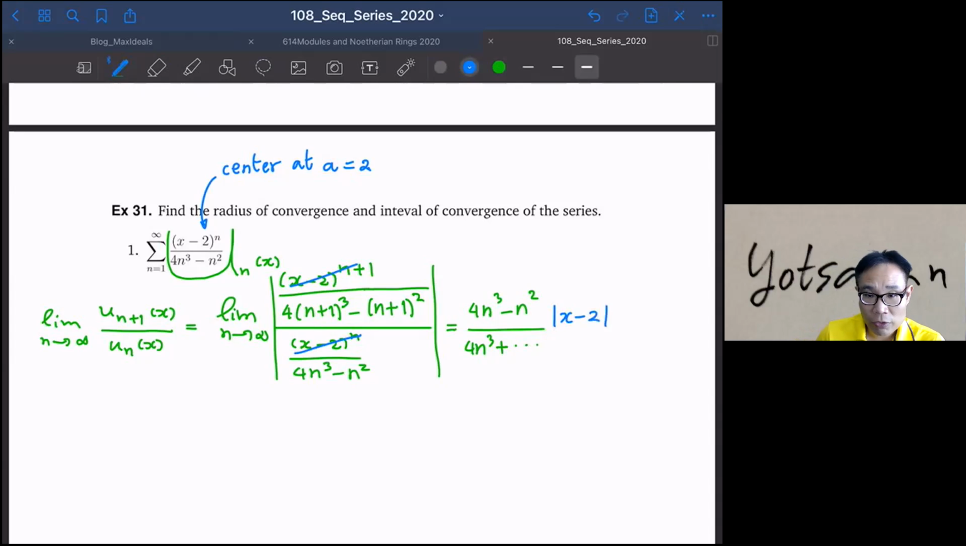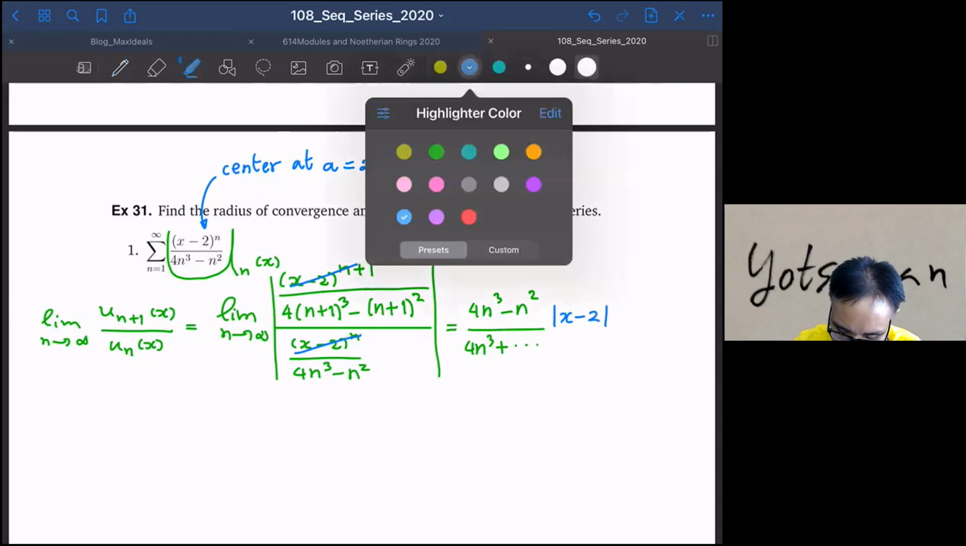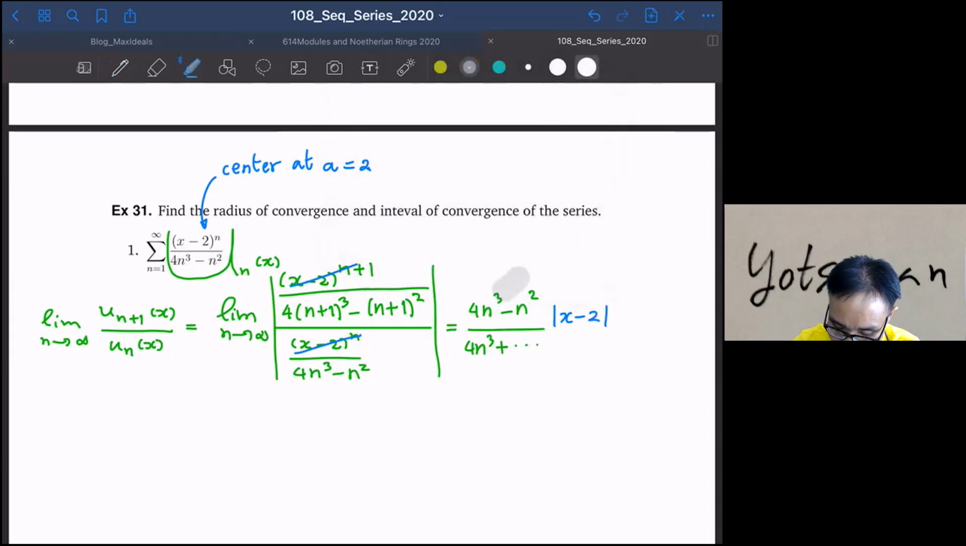When you take the limit as n goes to infinity, this number turns out to be 1, because you have 4 over 4. So this is equal to the absolute value of x minus 2. So you have the limit of the absolute value of un plus 1 over un, which is the absolute value of x minus 2, and you use the ratio test.